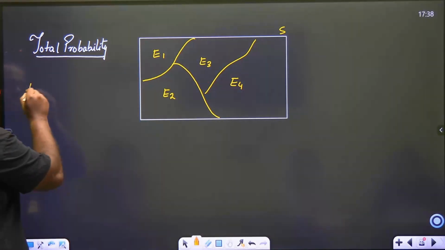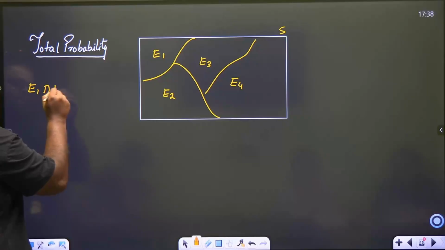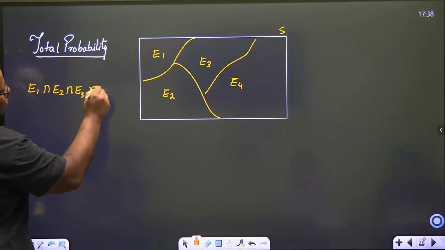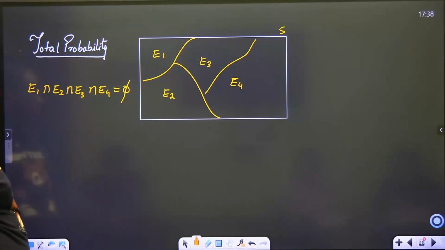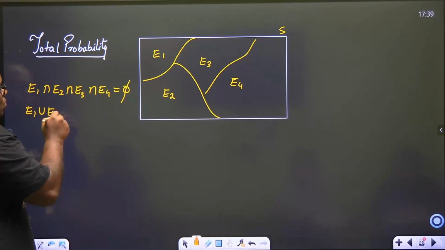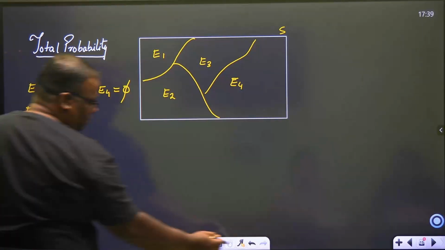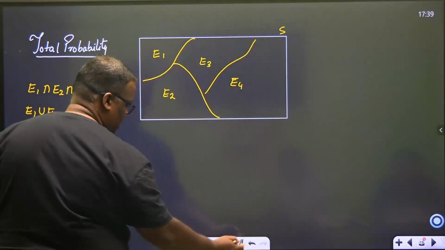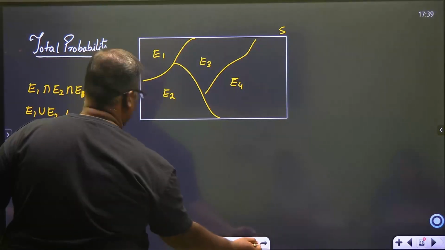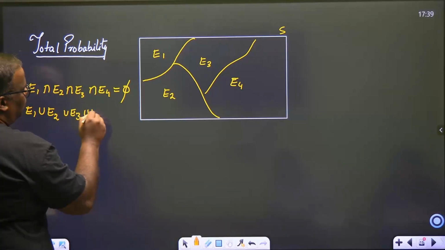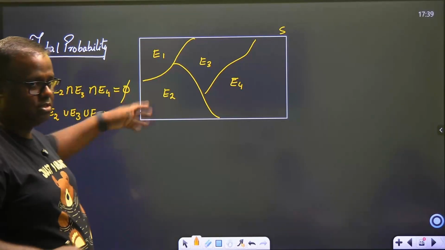These events are such that they are all disjoint events. E1 intersection E2 intersection E3 intersection E4 is actually a null set phi. There is no intersection between them. I'll give an example, then it will sink in. However, if I take E1 union E2 union E3 union E4, then don't you think I should get the sample space?